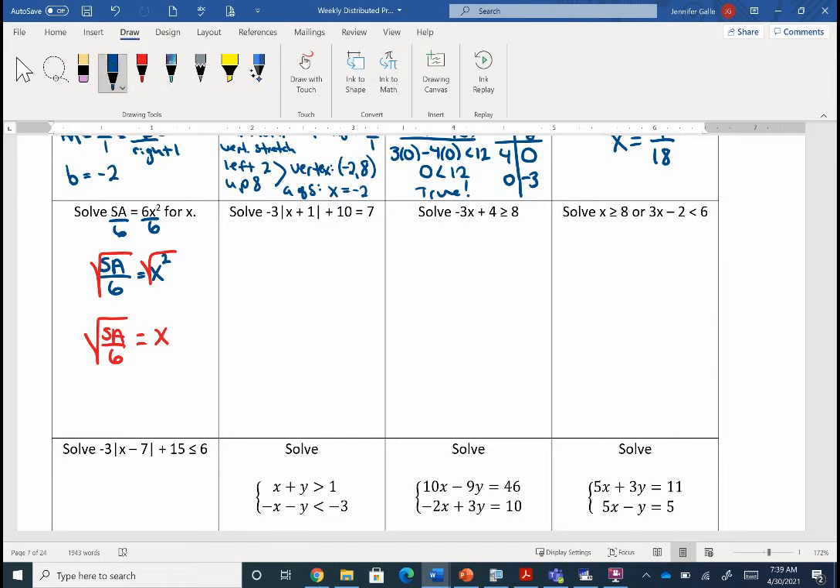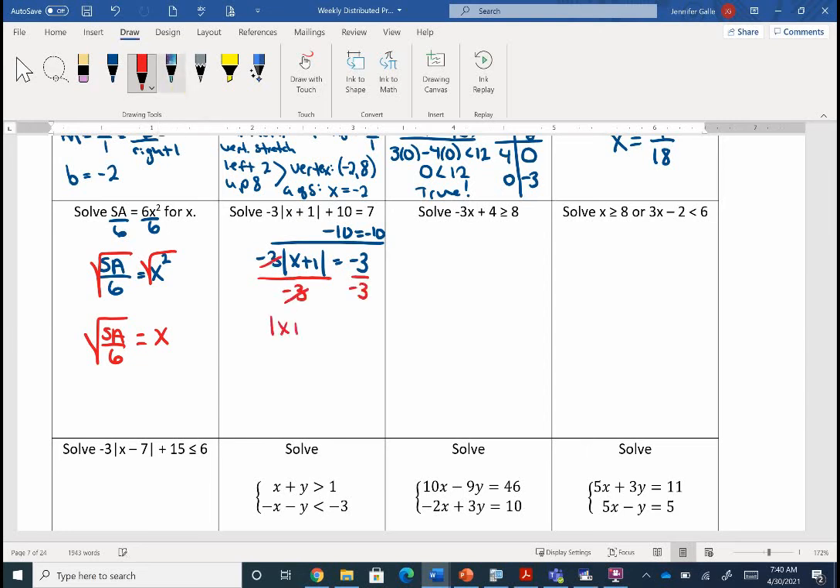Our second problem in the second row, we're solving absolute value. With absolute value, we have to recall that it's the distance a number is from 0. The absolute value bars are very different from parentheses. I cannot distribute the negative 3 that's out front. I need to start by moving the 10, undo addition by subtracting. We get negative 3. Now instead of distributing that negative 3, to undo the multiplication, I divide both sides by the negative 3. Those two simplify down to 1.